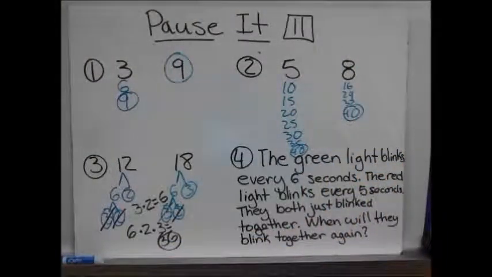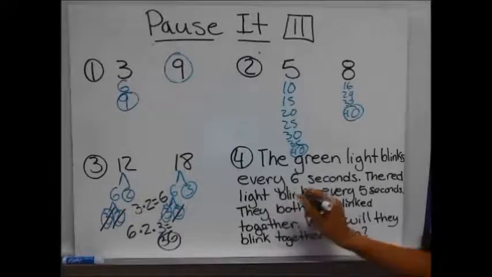Last one, number 4. The green light blinks every 6 seconds. The red light blinks every 5 seconds. They both just blinked together. When will they blink together again? Well, we're looking for a future date, something that's going to happen, that's coming up.